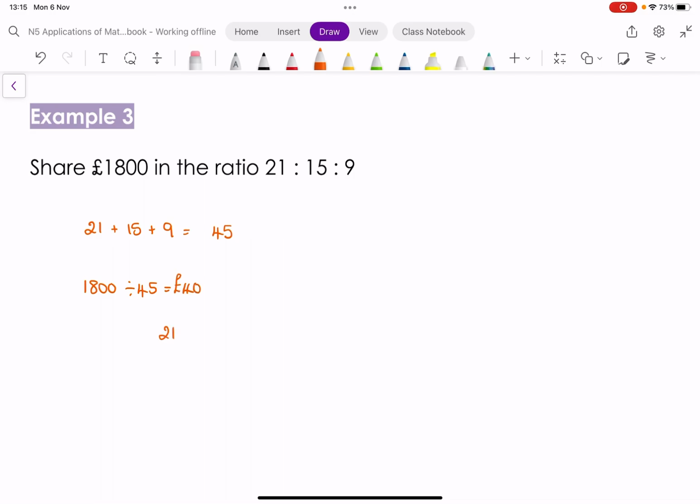And then I can do 21 lots of 40, 15 lots of 40, and 9 lots of 40. So I'm going to get £360 here. I'm going to get £600 here. And £840.